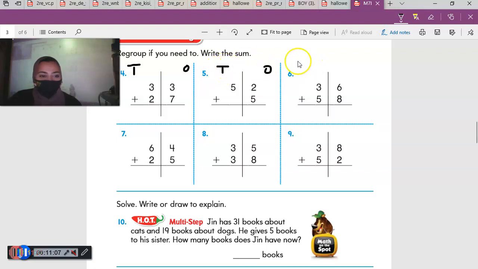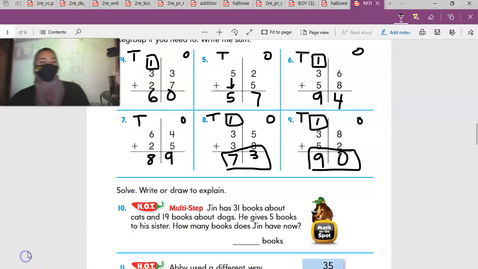All right, my onliners, I'm going to pause the video so you guys get a chance to do number 4 through 9. Okay, so if you guys want to check your answers, here are the answers. And for number 5, I wanted to mention that the ones place was only a 1-digit number, so there was nothing to add here. 5 plus nothing is 5. You brought the 5 down. That's why I wrote a downward arrow. If you want to pause the video now, go and pause it.